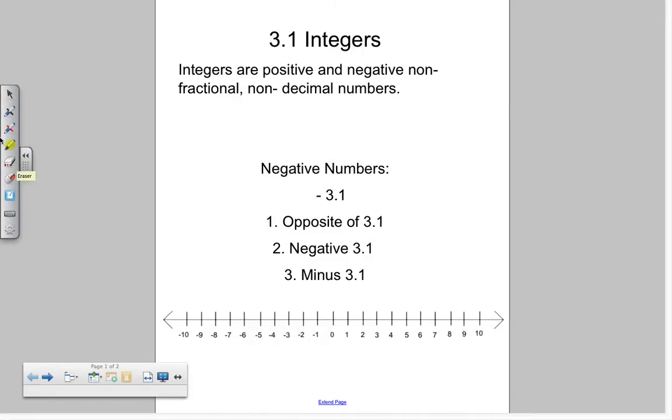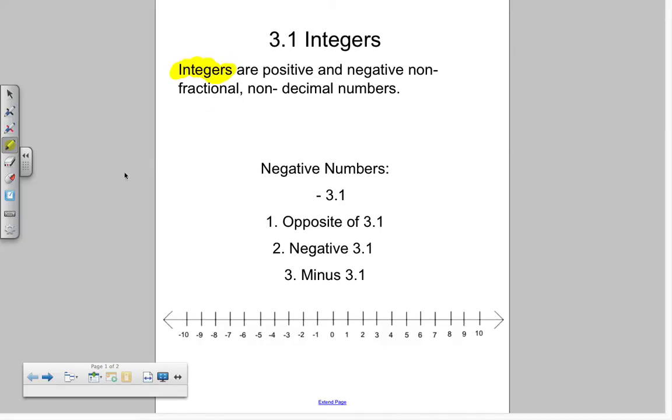3.1 Integers. The title of this chapter in your book is called 3.1 What's a Negative Number? So that's obviously related. They're related to each other. But integer is a more fancy or sophisticated term, and it's actually a little bit different than perhaps a negative number. So I wanted to make sure I told you the definition of both.